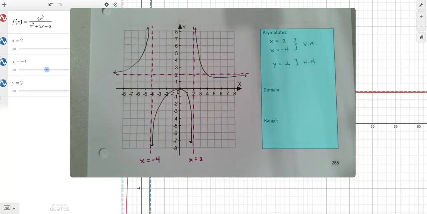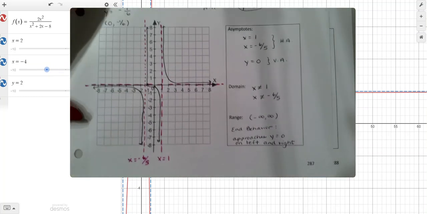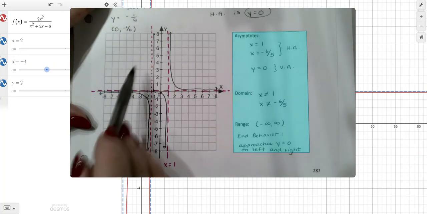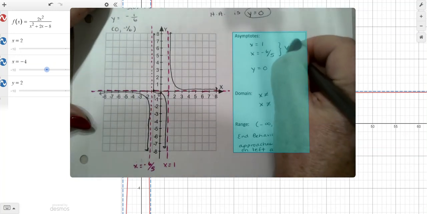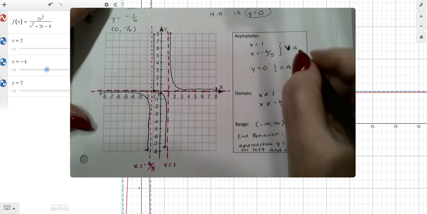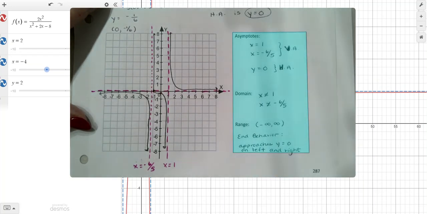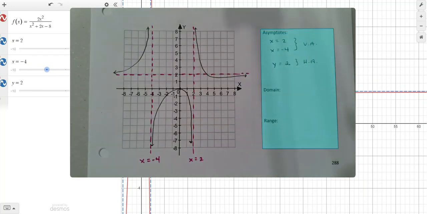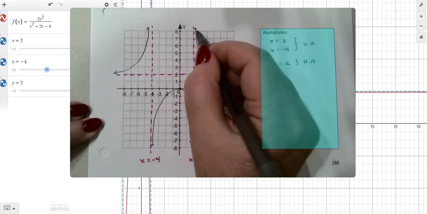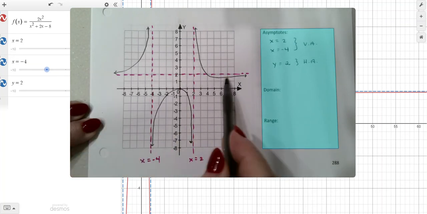By the way, I don't know why, but I just had a flashback to the last problem. I think I labeled them wrong, that one. Sorry about that. X equals 1 and x equals negative 6/5 are vertical asymptotes, right? And then y equals 0 is the horizontal. Apologize for that. But on this graph, I think I got it right here. X equals negative 4 and x equals positive 2, those are vertical. And then y equals positive 2 is the horizontal.